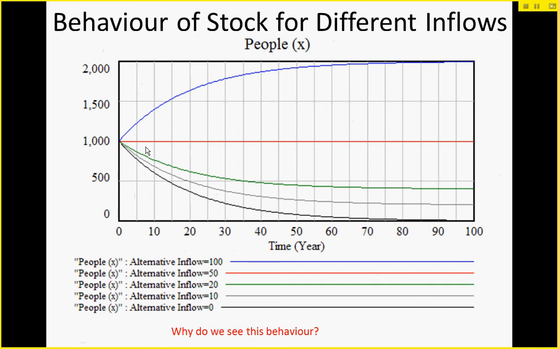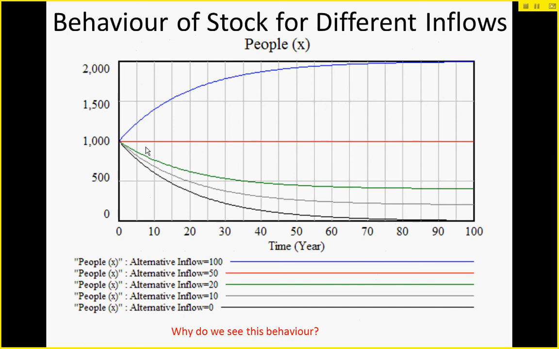The number of deaths, in other words, the outflow. I thought I was going to have to hang in for a second there. And that will lead to the stock declining. Until what happens?